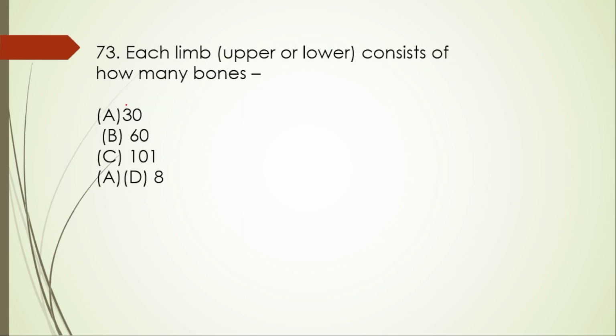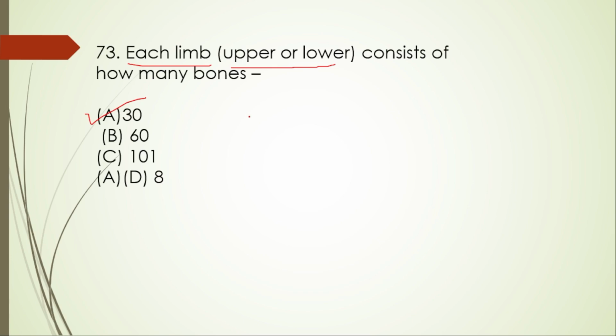Next, 73rd question. Each limb consists of how many bones? Each limb, that is upper or lower, consists of how many bones? Option A 30, B 60, C 101, and then D is 8. So here the right option is A. Each human limb, that is one arm and then one leg, consists of exactly 30 bones, isn't it?